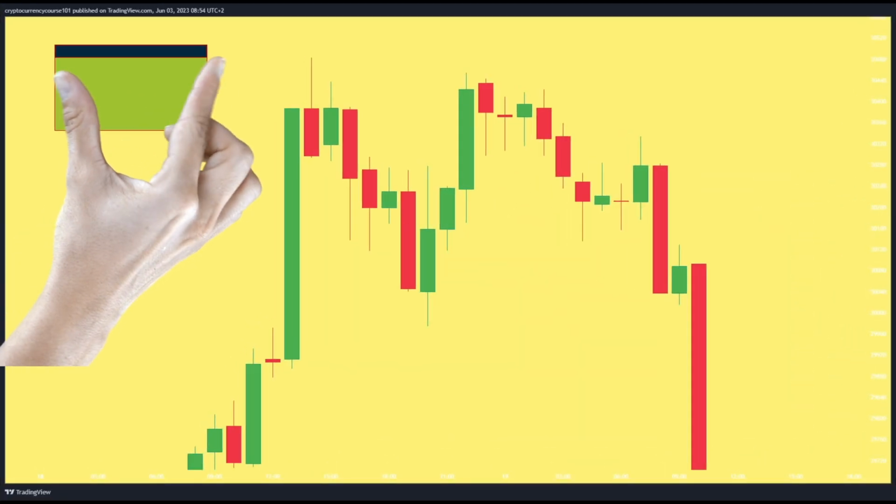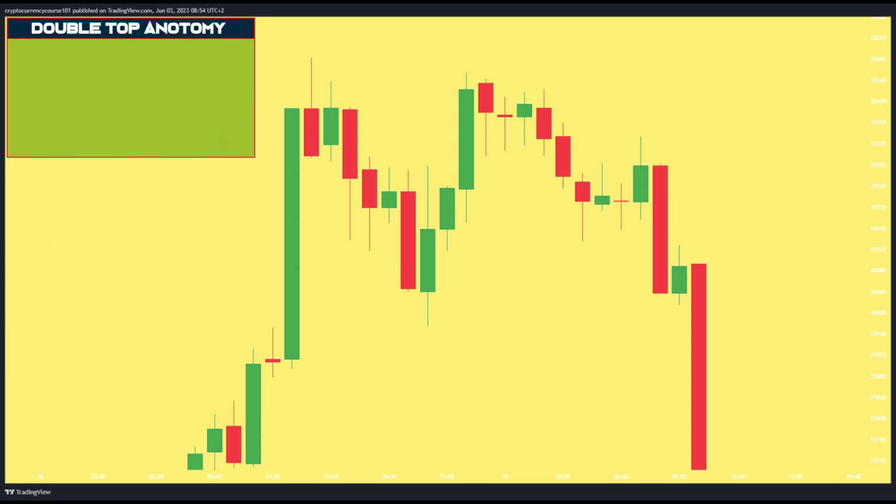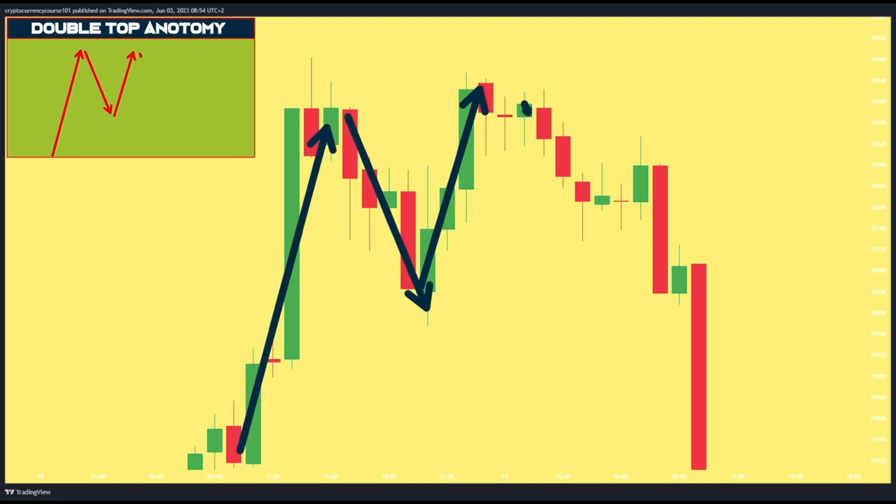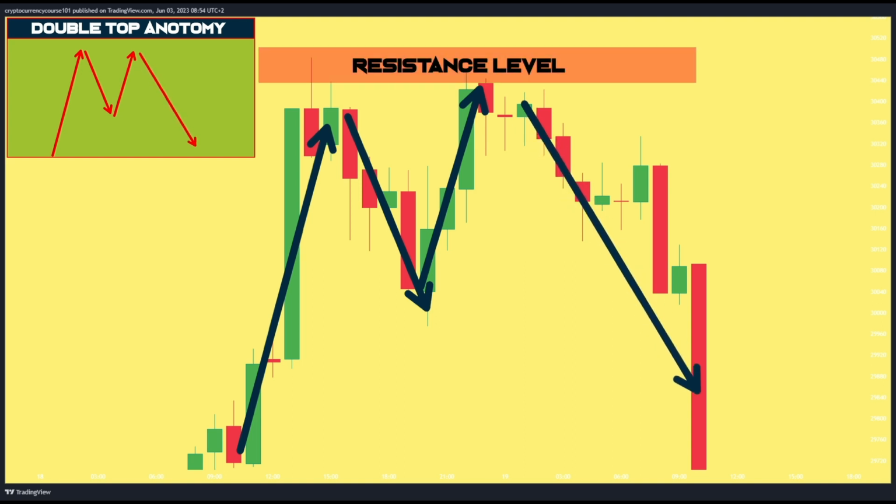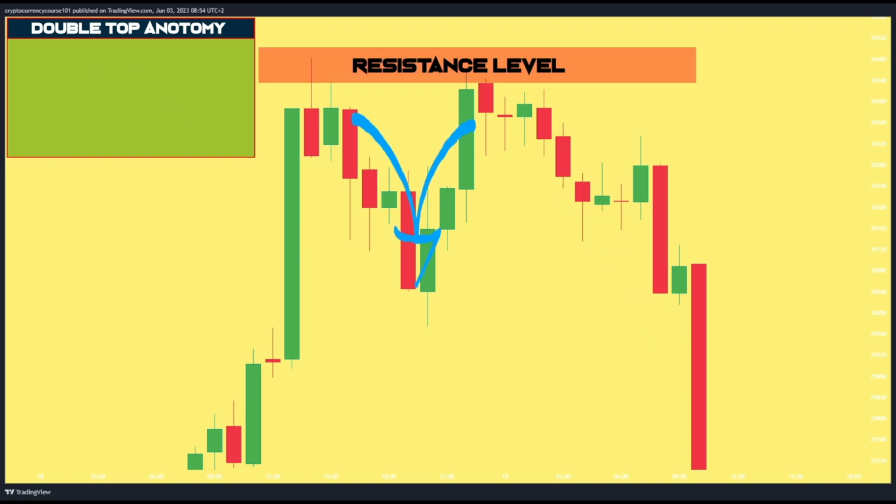Here's where we will be showing the anatomy of each pattern. So first, you have your moving uptrend. Price then makes 2 same highs. The tops essentially make a resistance level. The swing low here is what is called the neckline.